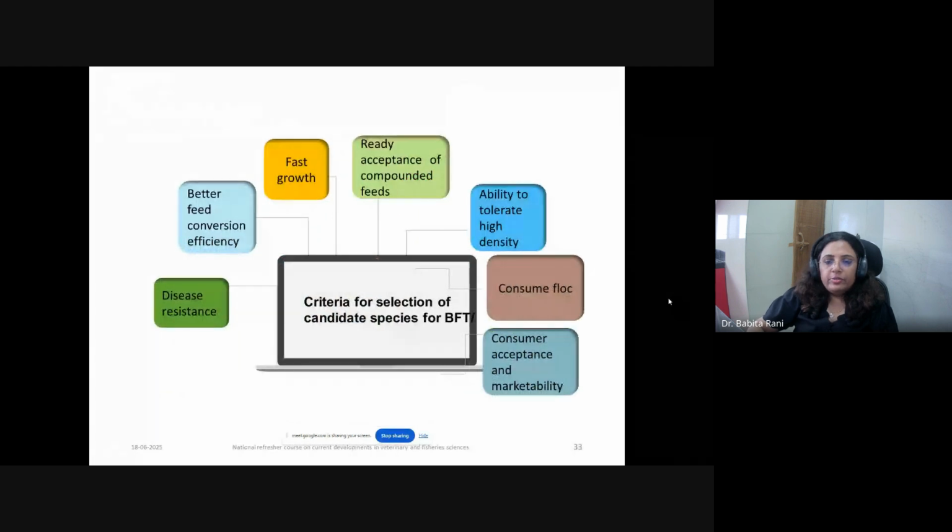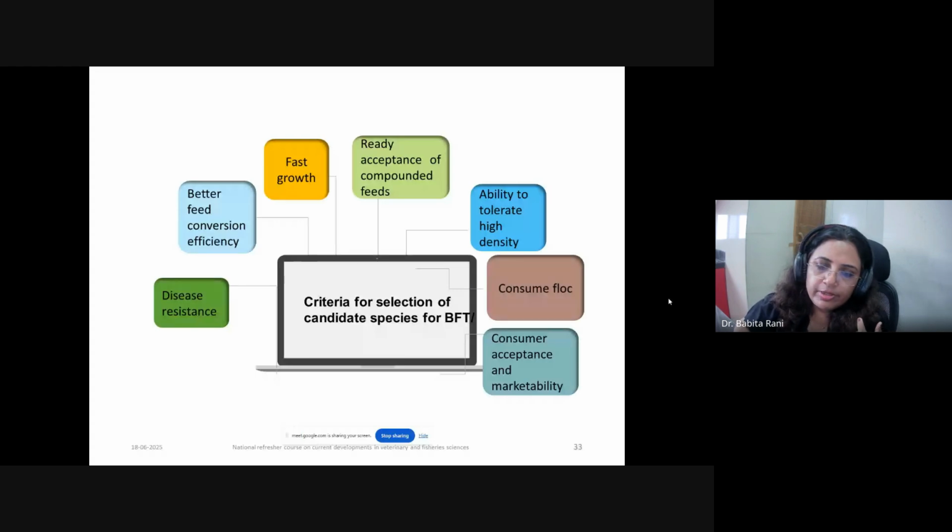When we select species for this particular technology, consumer acceptance and marketability are the first and foremost things. Then ability to reduce cost of production, ability to tolerate high density, ready acceptance of compounded feed, fast growth, better food conversion, and disease resistance. These are the conditions for species selection for any system. For biofloc, like any high-end intensive system, you need consumer acceptance and market.